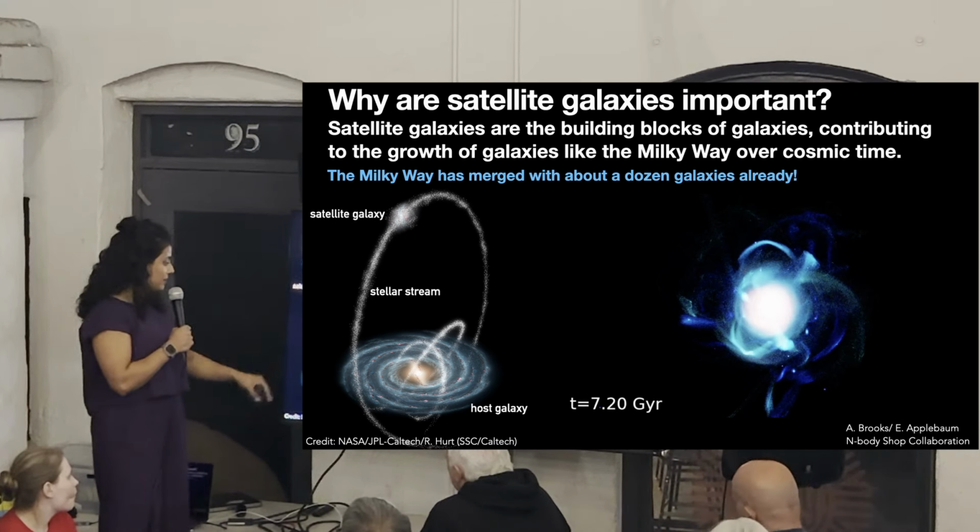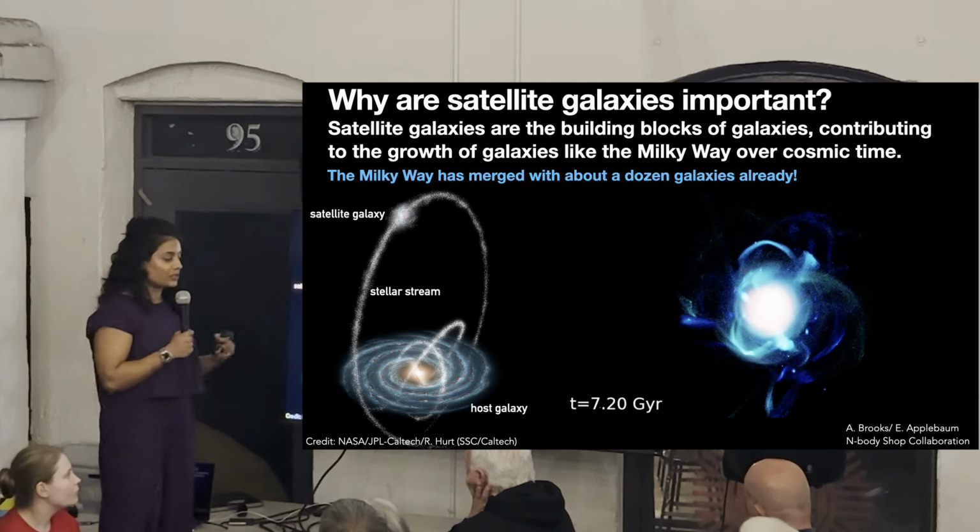You'll hear more about these in the next talk. These are things that we can actually observe and have observed many of in the universe. So we can see this process of galaxies being completely disrupted in real time, we just can't play a movie of it unless you have a simulation. So that's one of the reasons why satellite galaxies are important, and we think galaxies like the Milky Way have merged with these kinds of satellite galaxies more than a dozen times already in its lifetime, and this will continue to happen as the universe continues to age.